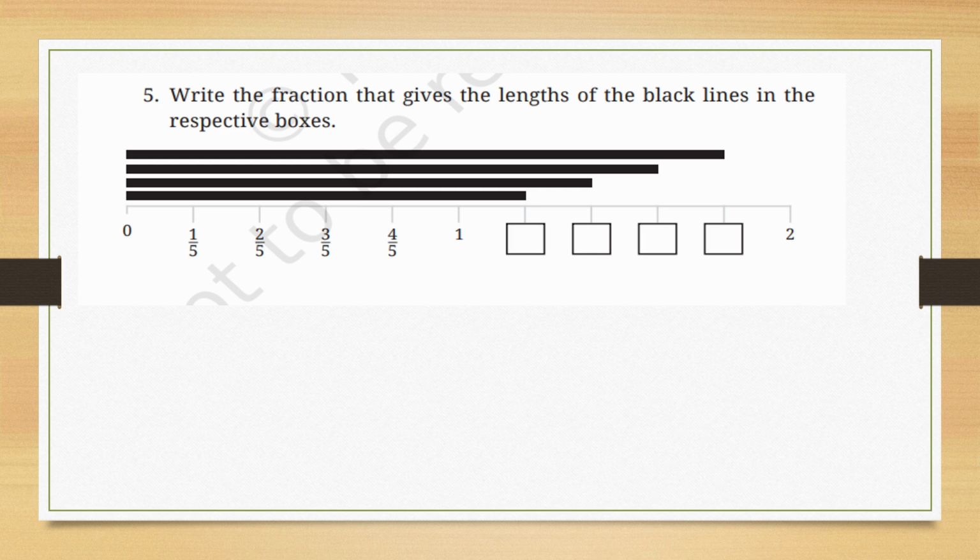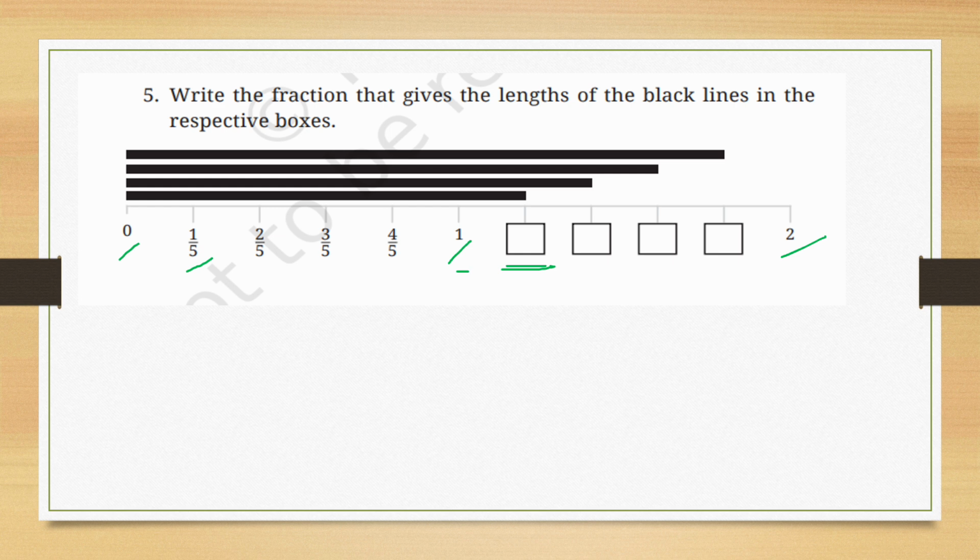Write the fraction that gives the lengths of the black lines in the respective boxes. See, here it is 0, here it is 1. One unit is divided into 5 equal parts, so each part is 1 by 5. Here also, the distance between 1 and 2 is 2 minus 1, which is 1. One unit is divided into 5 equal parts, so each part is 1 by 5. So, this box contains 1 plus 1 by 5.